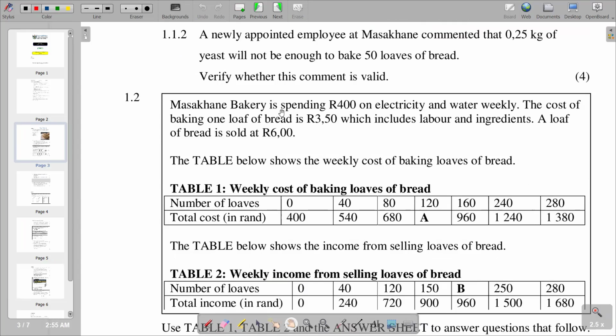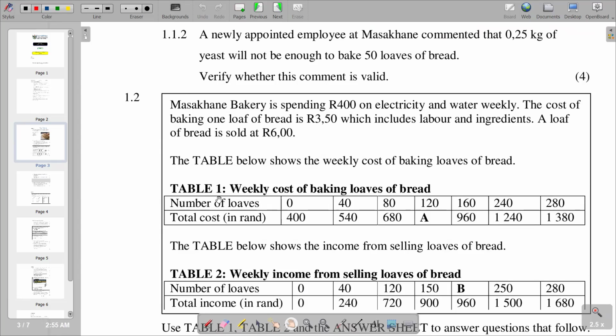which says Masakan Bakery is spending 400 rands on electricity and water weekly. The cost of baking one loaf of bread is 350, which includes labor and ingredients. A loaf of bread is sold at 6 rand. The table below shows the weekly cost of baking loaves of bread.